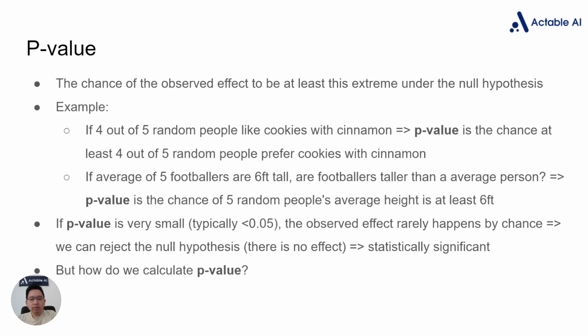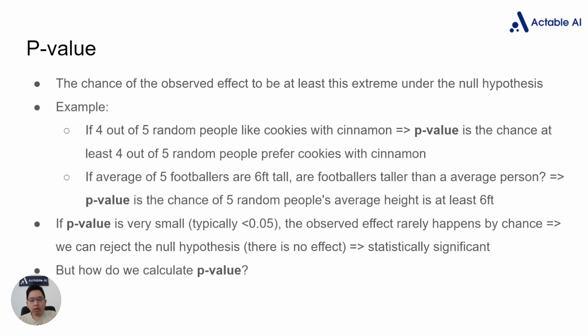So that is the p-value. The p-value is the chance of the observed effect being at least this extreme under the null hypothesis. For example, in the case of our baker, if we survey 5 random people, and 4 out of 5 say they prefer cookies with cinnamon, then the p-value is the chance that at least 4 out of 5 random people prefer cookies with cinnamon.